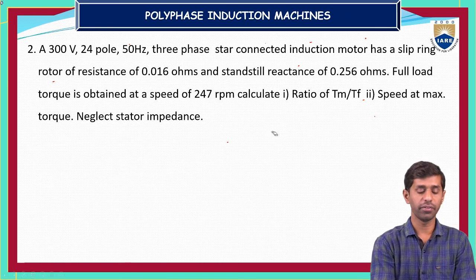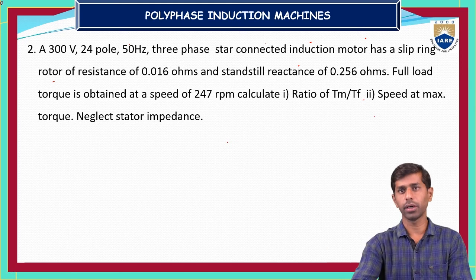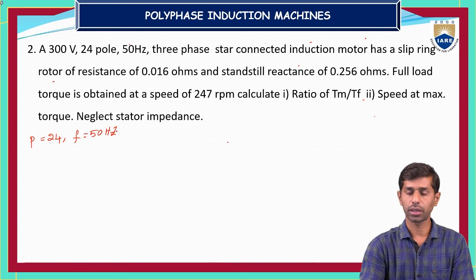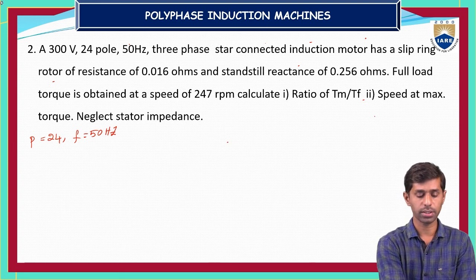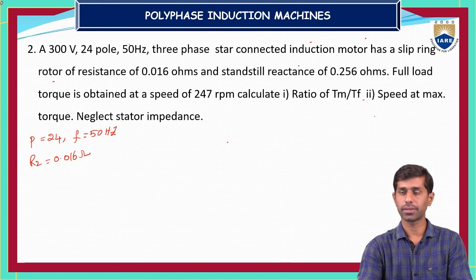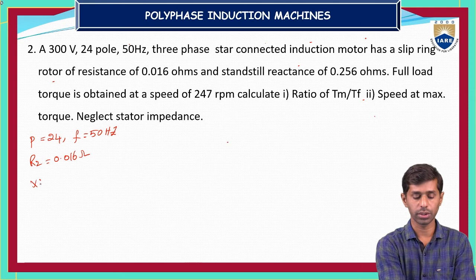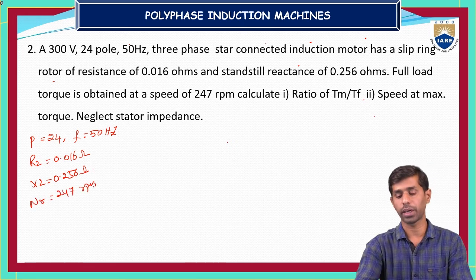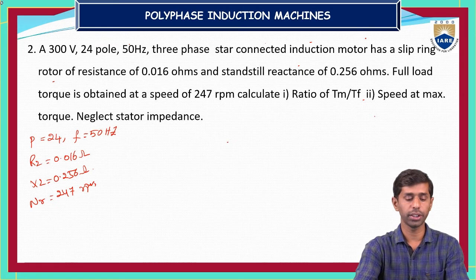So the given data in the problem: 300 volts, number of poles 24, frequency 50 hertz, three-phase star-connected induction motor with slip-ring rotor. The rotor resistance is 0.016 ohms, the standstill reactance X2 is equal to 0.256 ohms, and the full load speed Nr equals 247 rpm. Calculate the ratio of maximum torque to full load torque and the speed at maximum torque.